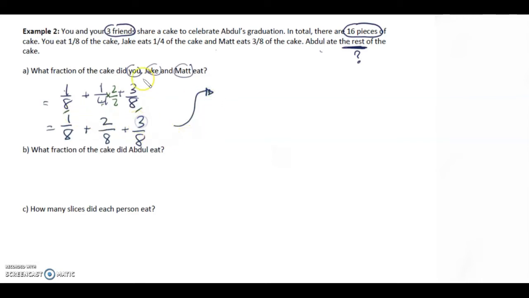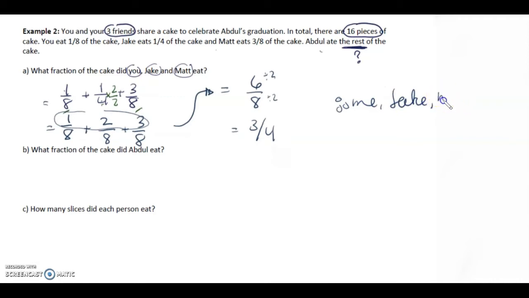So 3, 4, 5, 6. So we add the numerators, we get 6 over 8. Yes, this one can break down a little bit more. Both of these can divide by 2. So we get 3/4. So therefore, me, Jake, and Matt ate 3/4 of the cake.